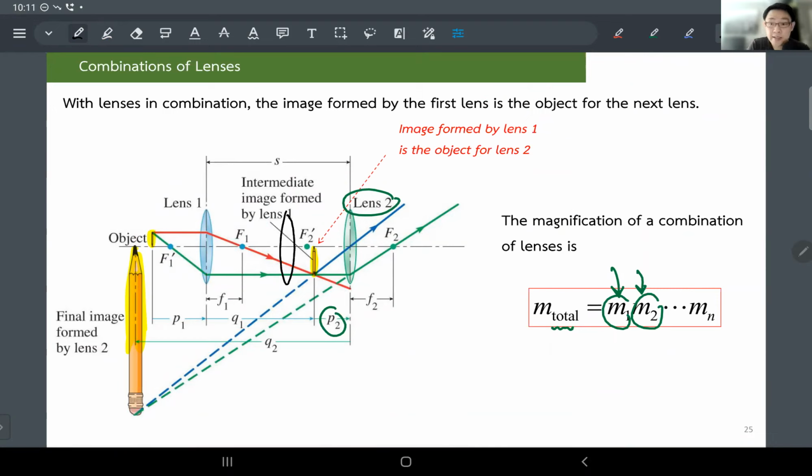and let's say the image from the first lens just shows up behind. When I say behind, in this case, left means in front, right means behind. So in this case, it means the object for the second lens would appear on the back side.